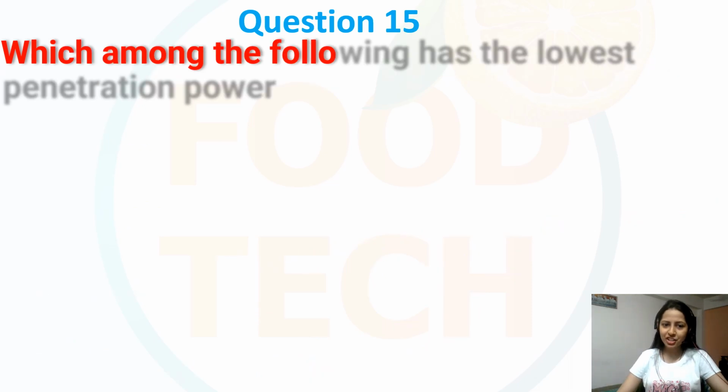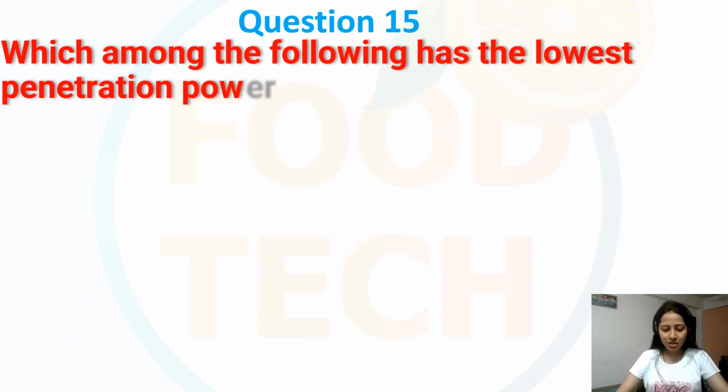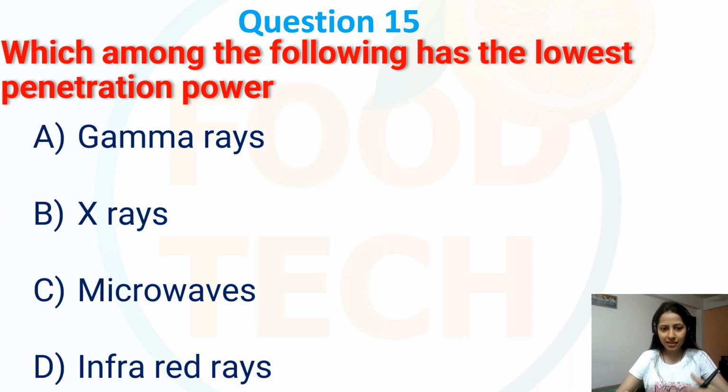Next, question number 15. Which among the following has the lowest penetration power? The options are X-rays, gamma rays, microwaves, and D, infrared waves. Among the options provided, option C, microwaves, has the lowest penetration power. Microwaves have a longer wavelength compared to gamma rays, X-rays, and infrared rays. Microwaves are generally less penetrating and are often absorbed by materials with higher water content, such as food, rather than passing through them. So the correct option is C, microwaves.